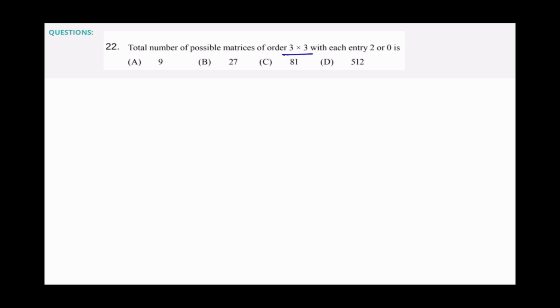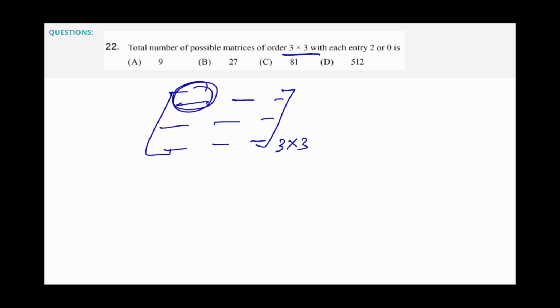Total number of possible matrices of order 3 cross 3. So for a 3 cross 3, how many elements are there, student? 9 elements are there, okay? Total 9 elements. Now for each element, what are the options that we have? Either we can write a 2 or a 0. So 2 options we have, how many times? 9 times. So 2 power 9 is how much? 512. That is the answer.